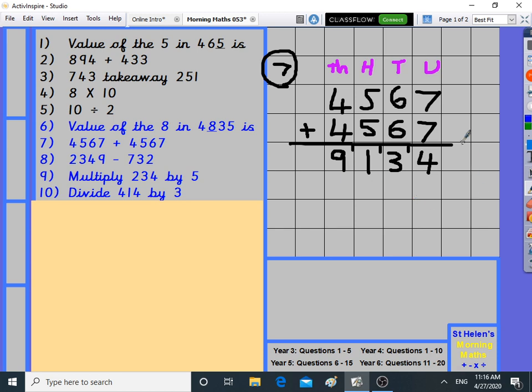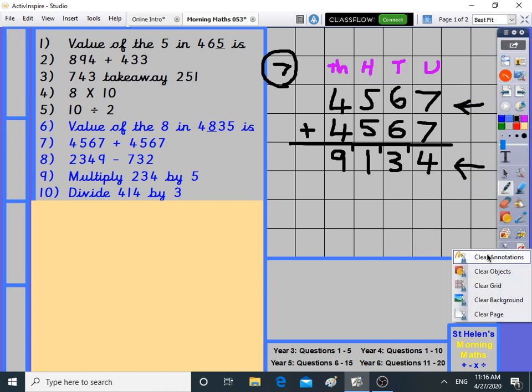That was quite easy addition, but there was a bit of carrying every time. Carrying a 1 every time. Just checking over what I've done to make sure it's right. Plus makes things bigger, and the answer was bigger than what we started with, because that's what usually happens when you add. Let's move on. Pause if you need to copy. Otherwise, I'm moving on to question 8.